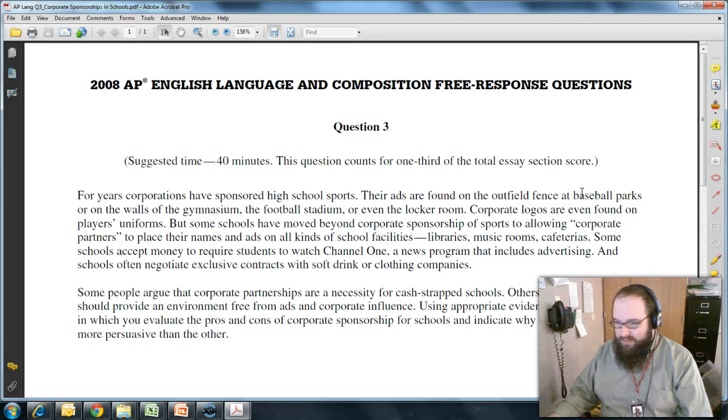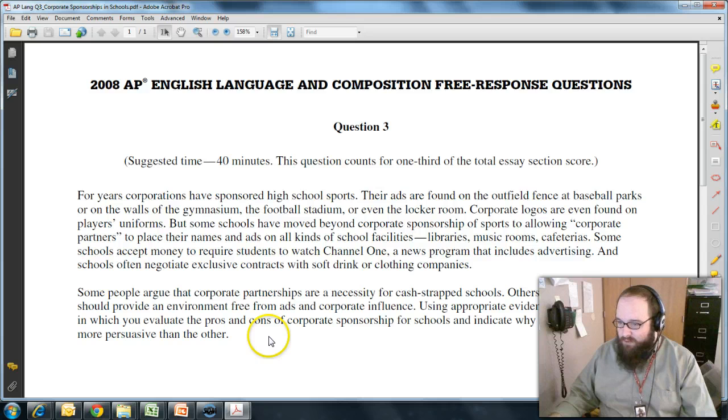Here's a concrete prompt. It's something that demonstrates a concrete idea that you take a position on. It says, for years, corporations have sponsored high school sports. Their ads are found on the outfield fence at baseball parks or on the walls of the gymnasium, the football stadium, or even the locker room. Corporate logos are even found on players' uniforms. But some schools have moved beyond corporate sponsorship of sports to allowing, quote, corporate partners to place their names and ads on all kinds of school facilities, libraries, music rooms, cafeterias. Some schools accept money to require students to watch Channel 1, a news program that includes advertising. And schools often negotiate exclusive contracts with soft drink or clothing companies.